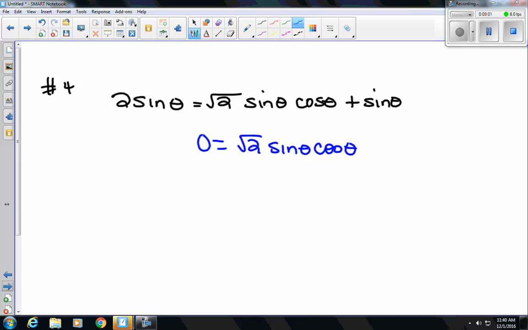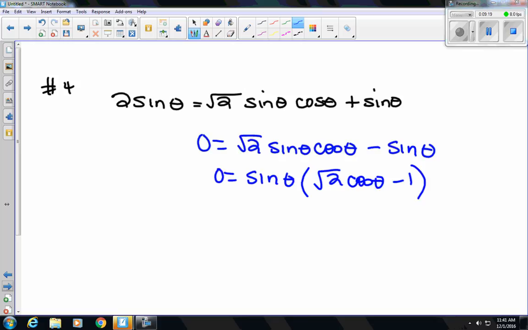Finish it. Minus sine theta. Okay, now what does each term have? A sine theta. So 0 equals sine theta times root 2 cosine theta minus 1. All right, set each thing equal to 0. Sine of theta equals 0. Where does that happen? 0 and pi, according to these restrictions.